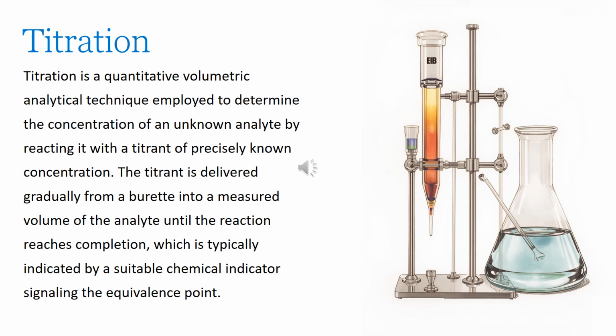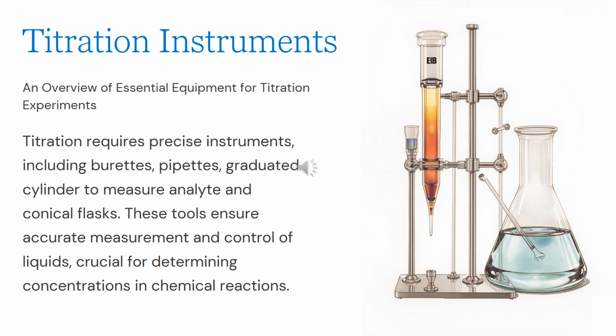The instruments used in titration are mentioned in this diagram, which are burettes, pipettes, and graduated cylinder. The graduated cylinder is used to measure the analyte, and a conical flask to keep the analyte. These tools are very important, which ensures the accurate measurement and control of liquids for determining concentration in chemical reactions.